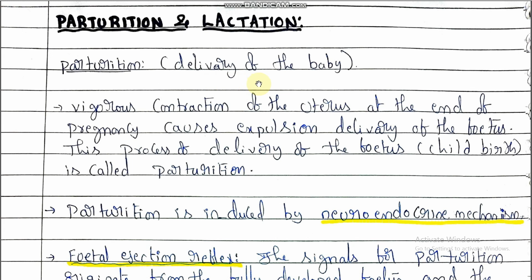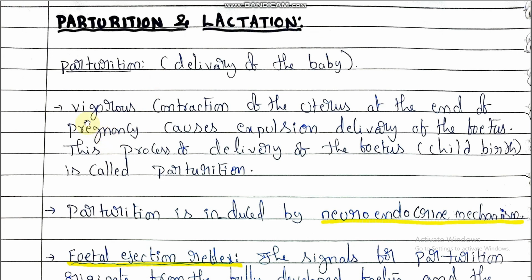Parturition, the delivery of the baby, is called parturition. Earlier we discussed reproductive events, and parturition is one of the reproductive events. After completion of the gestation period, the delivery of the fully developed fetus is called parturition. In today's class we are going to discuss the definition of parturition, how the process of parturition takes place, and after the parturition, the lactation period.